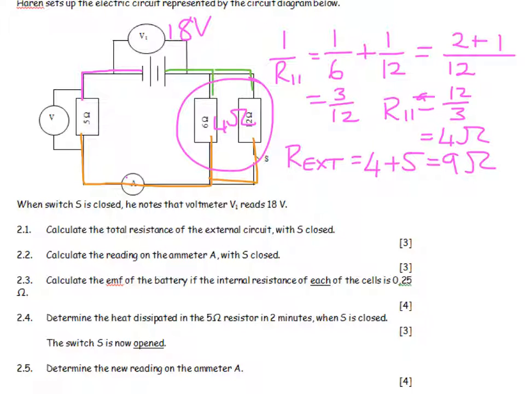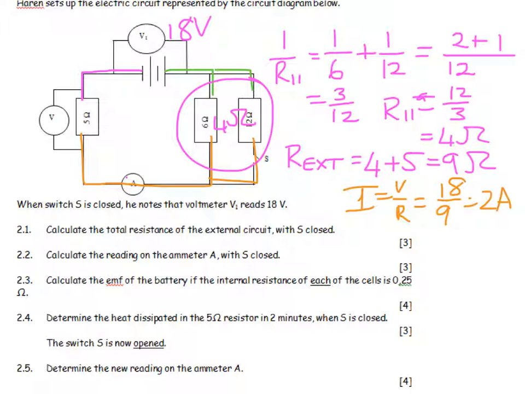So if I need that, firstly, I know the external potential difference and I know the external resistance. So I can say that current is equal to potential difference external divided by resistance external, and I land up with 18 divided by 9, and I get exactly 2 amps. Now things start to get a little bit more interesting.